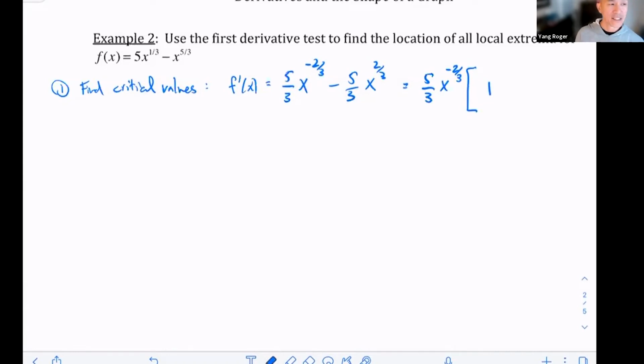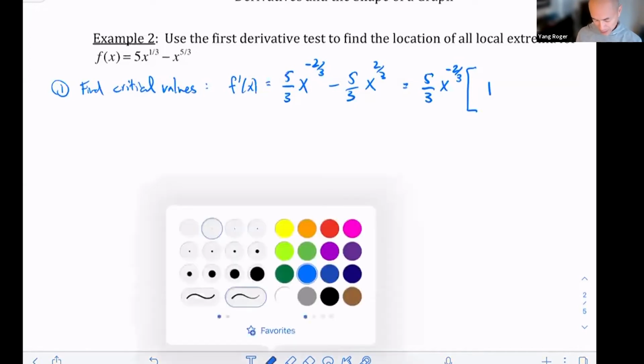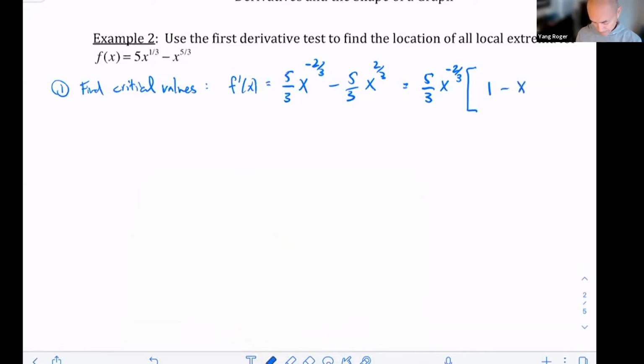But when we look at the rest of it, it is going to be x to some power. And then the question is, what should the power be so that when I distribute, I get a 2/3? The answer is, if I make this a 4/3 right here, -2/3 plus 4/3 is 2/3. So when I distribute, I do get this. Now I can see that my derivative has been factored.